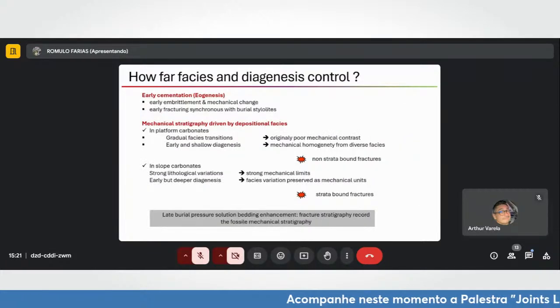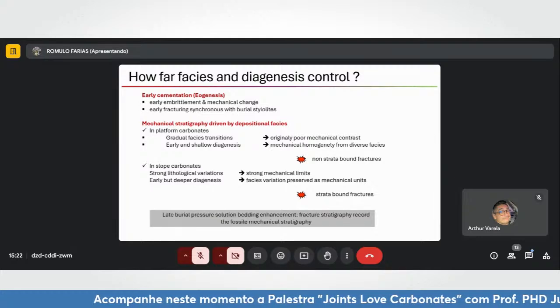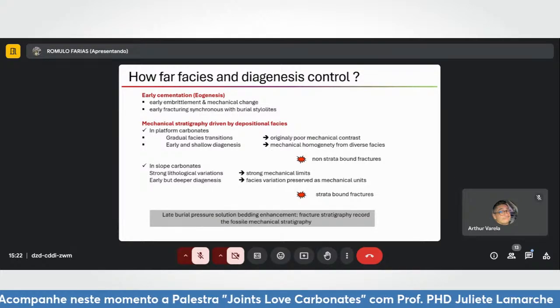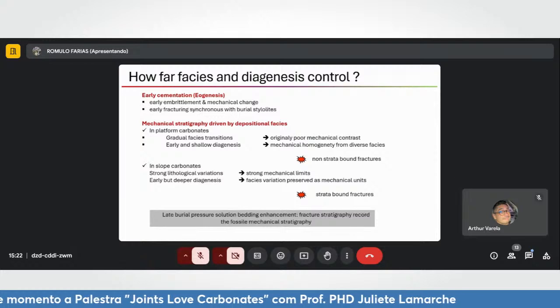So this is just a summary of all what we saw about these phases and diagenetic control. I think it's fine when I switch to the next one. Yes? Okay.